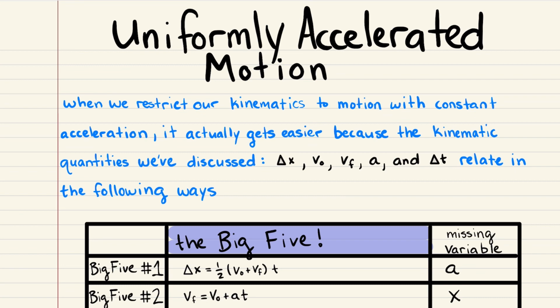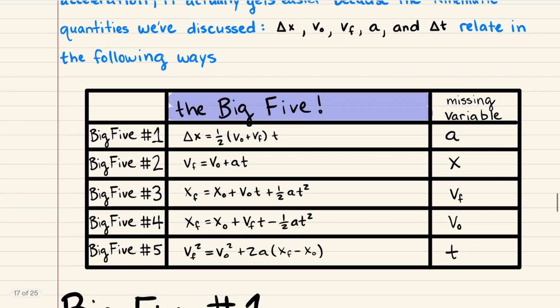So when we restrict our kinematics to motion with constant acceleration, it actually gets easier because the kinematic quantities that we've discussed, like displacement, initial velocity, final velocity, acceleration, and change in time, relate in some very specific ways when acceleration is constant. So those specific ways, I like to teach them to my students as the big five kinematic equations. And of course, these are only true for constant acceleration or uniformly accelerated objects.